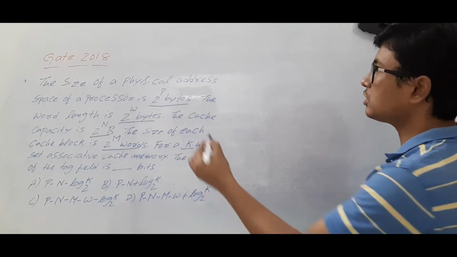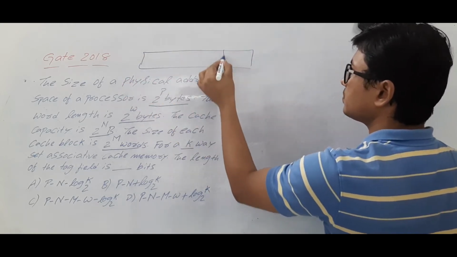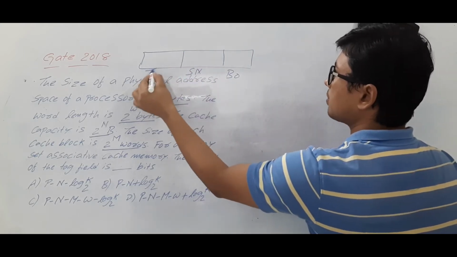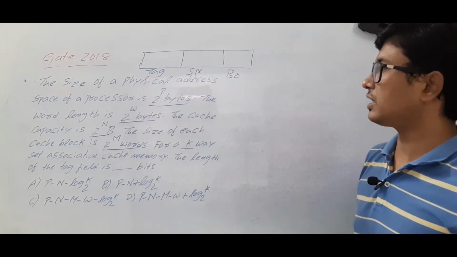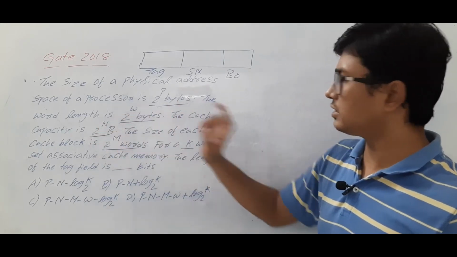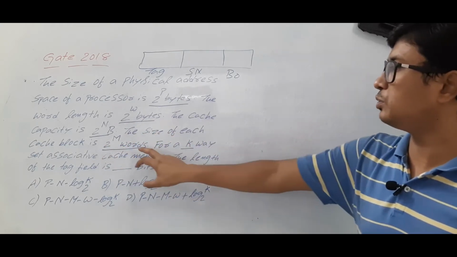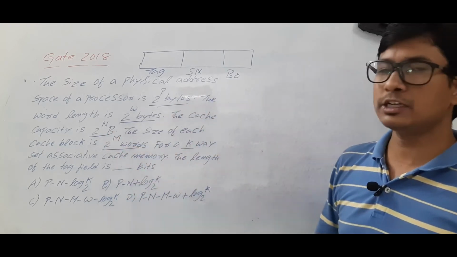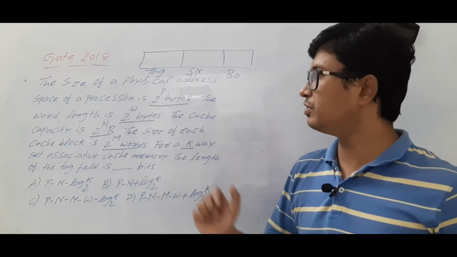As it is set associative mapping, the physical address is divided into block offset, set number and tag bits. Are you able to understand? So how will the block offset be calculated? Now remember one more thing. They have given the word length as 2 power w bytes, and the cache memory size is in bytes, and the size of each cache block is 2 power m words. This is in terms of bytes, and the cache block is in terms of words. So we have to convert everything in terms of words.